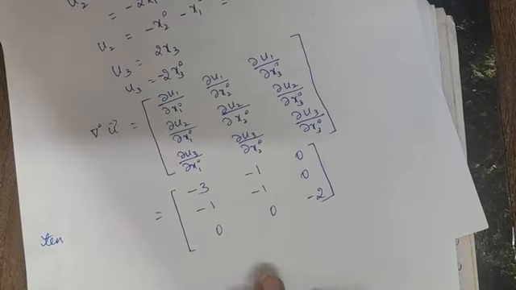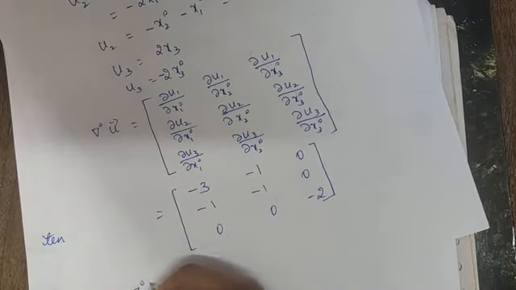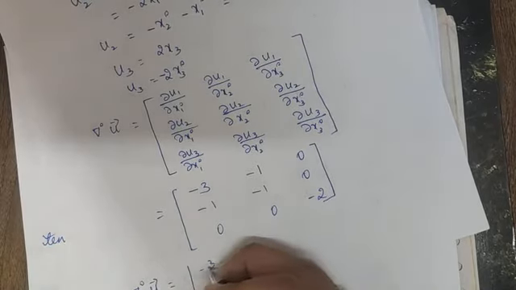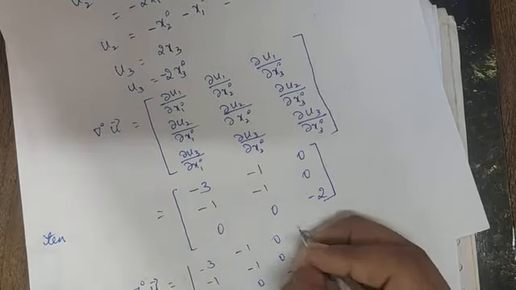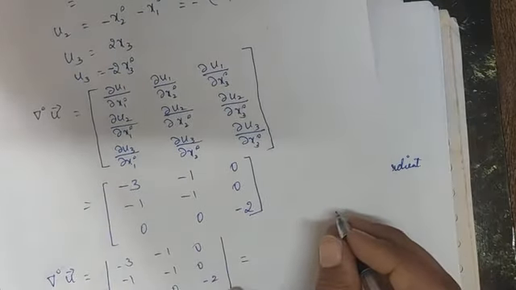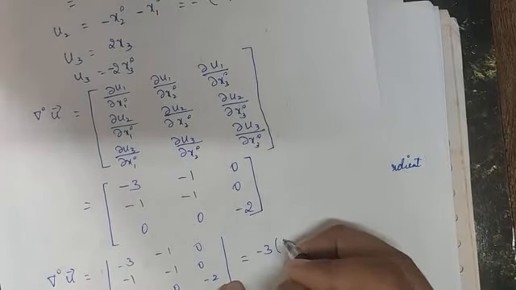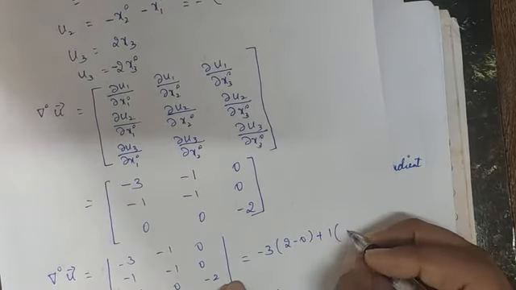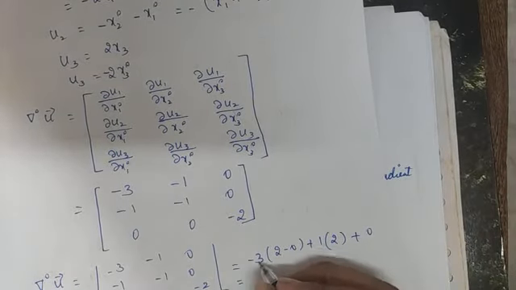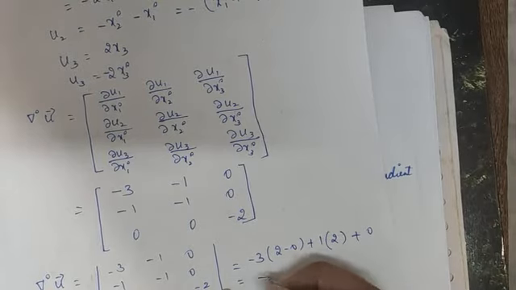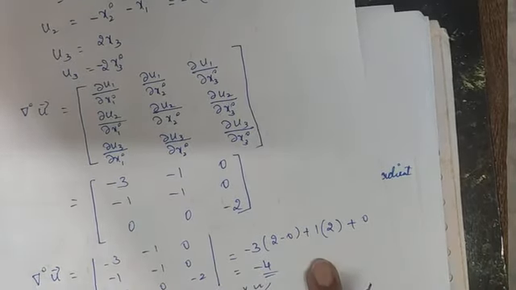Okay. If you take determinant of that, minus 3, minus 1, 0, minus 1, minus 1, 0, 0, 0, minus 2. If you take determinant of this, you will get minus 3 into 2 minus 0 plus 1 into 2 plus 0. So 3 2s are 6, minus 6 plus 2 is minus 4. You will get minus 4. Okay. Now what I should do is, I should find out what is I plus del naught u, and after that I should take determinant of this.